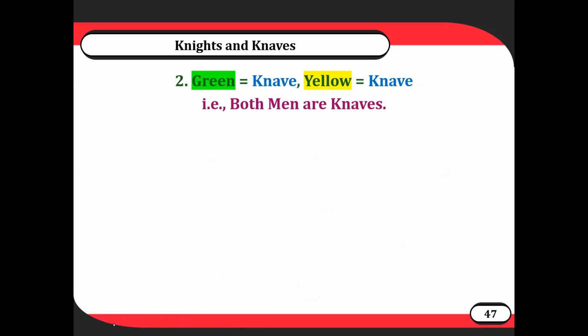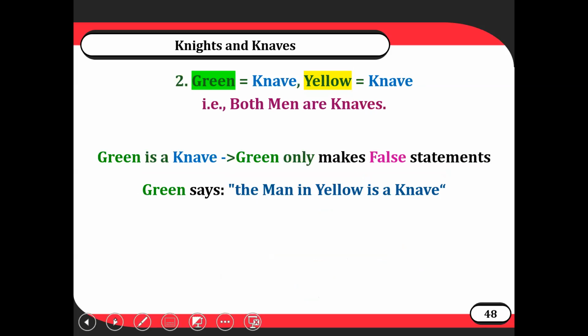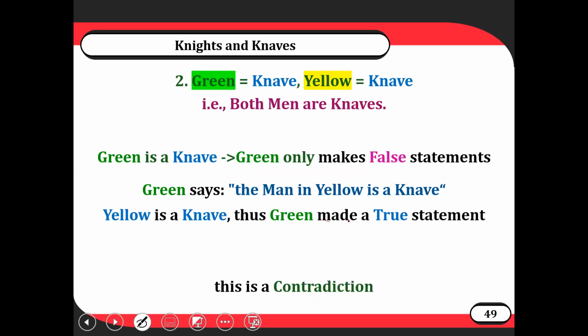So let's look at case two. Green is a knave and yellow is a knave. If green is a knave, green only makes false statements. And green said the man in yellow is a knave. That happens to be true. So green made a true statement, but green only makes false statements. Again, that's a contradiction. Both of those things cannot be true at the same time. So we've examined two possibilities, and we've decided that neither of them can be the correct outcome.